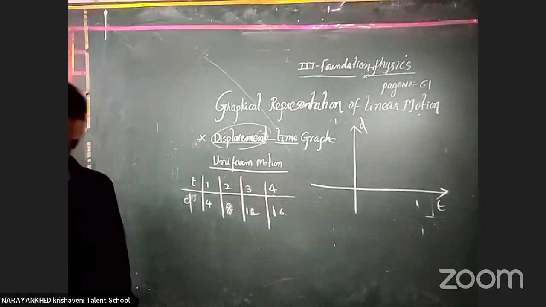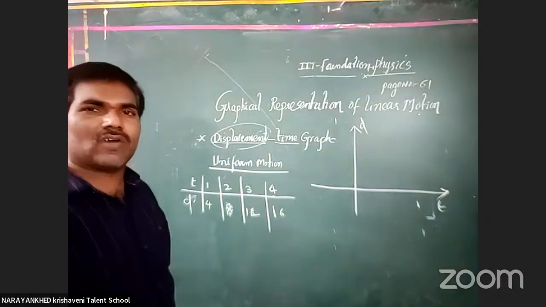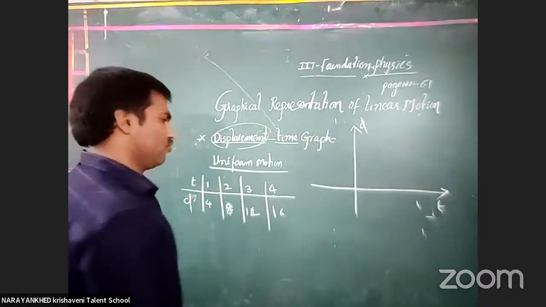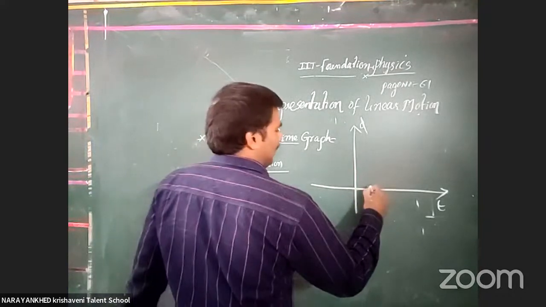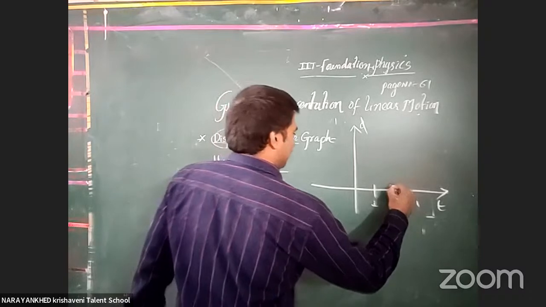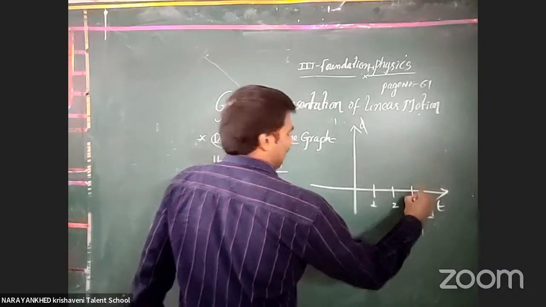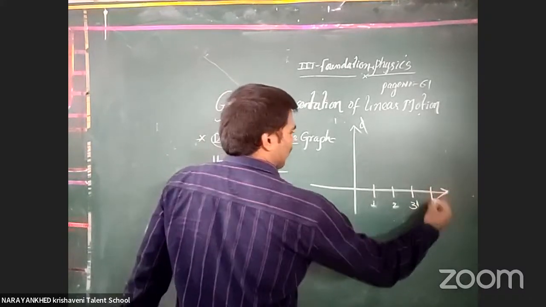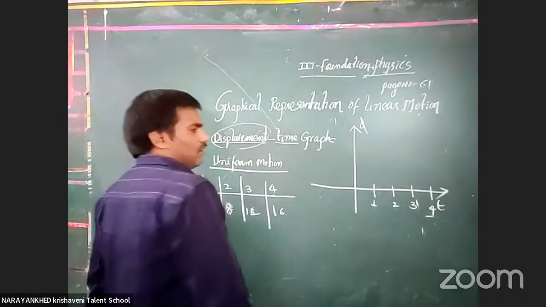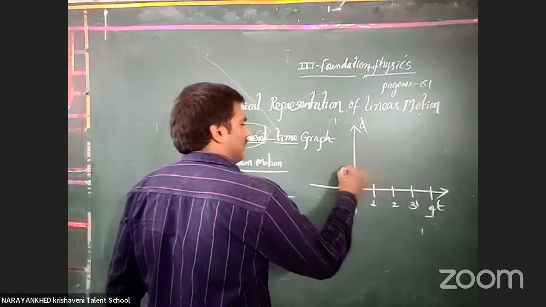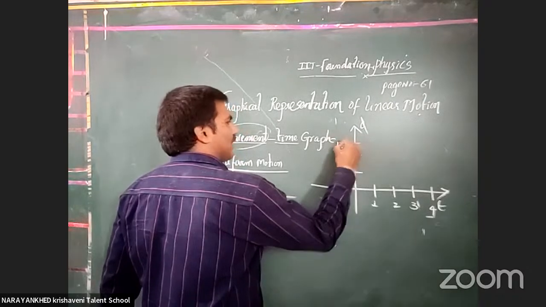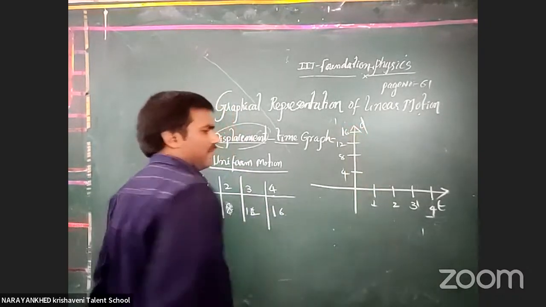At that time only it is called uniform motion. Otherwise it is not called uniform motion. On the graph we take T equal to the first second, the second second, the third second, and the fourth second. Got it? Then on the other axis we take 4, 8, 12 and 16.